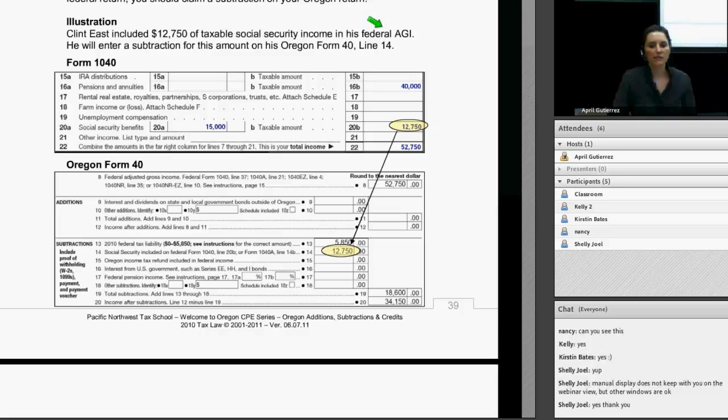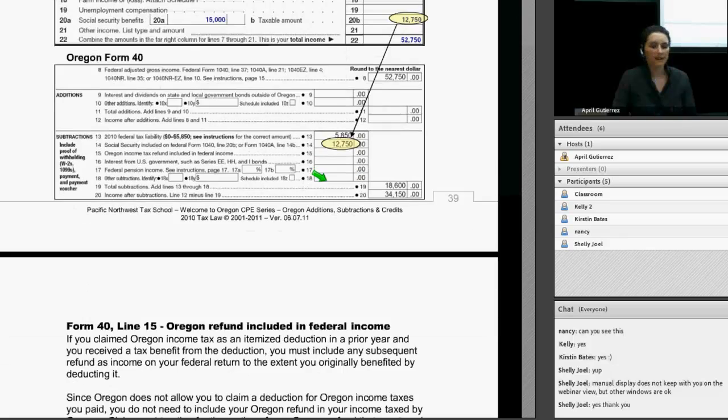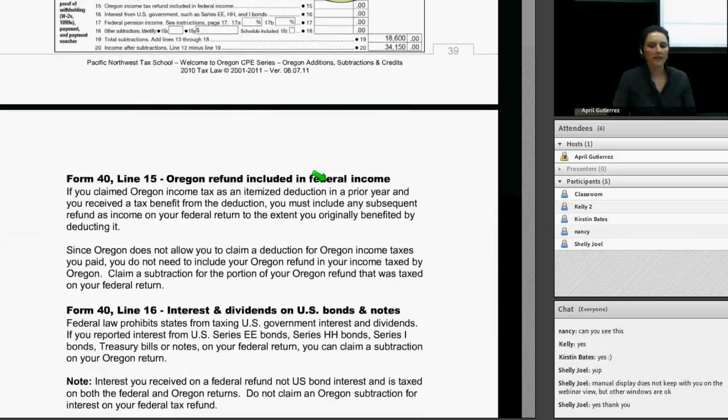So I went out of my way to explain something that should be fairly obvious to all of you, but the Oregon subtraction for Social Security benefits is only equal to the amount that was included in federal adjusted gross income. You can't claim the full amount of benefits received because those are not in federal adjusted gross income. So Oregon, of course, starts with the total adjusted gross income from Federal Form 1040, line 37. That pulls over to line 8. And we are then looking at what was included in federal adjusted gross income that Oregon does not tax, and this is the number Oregon does not tax.